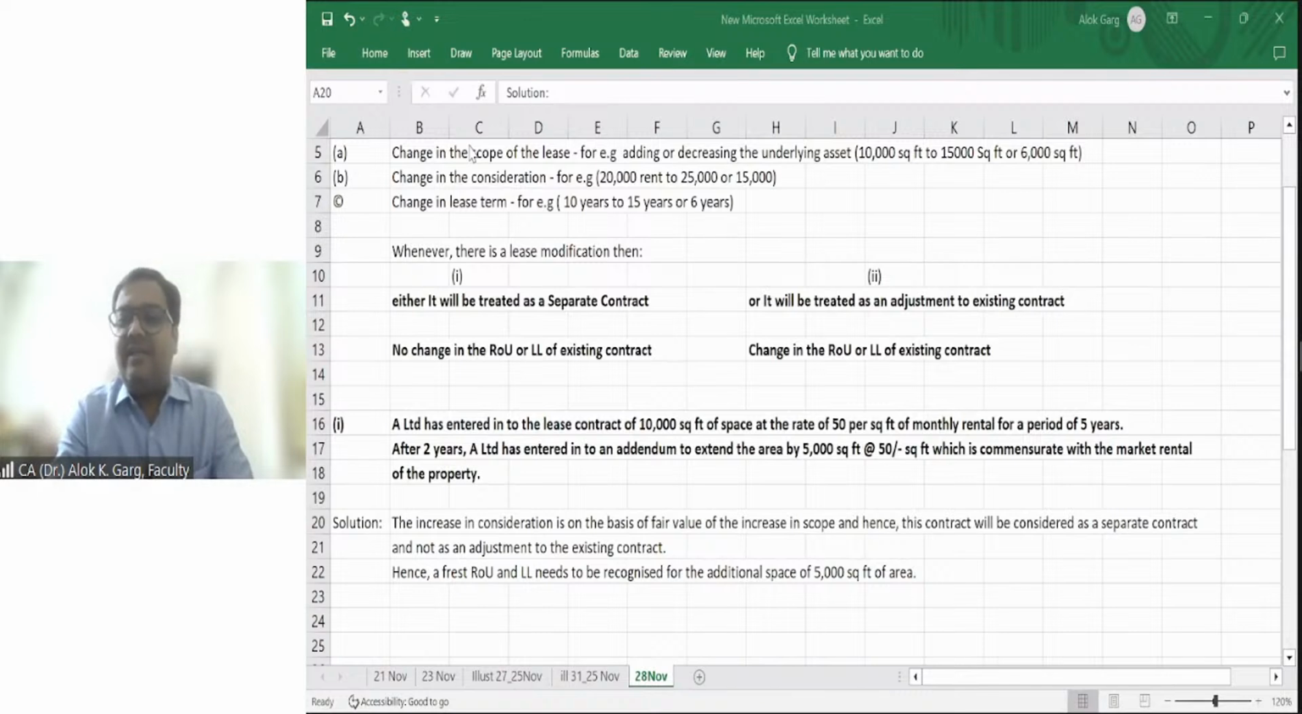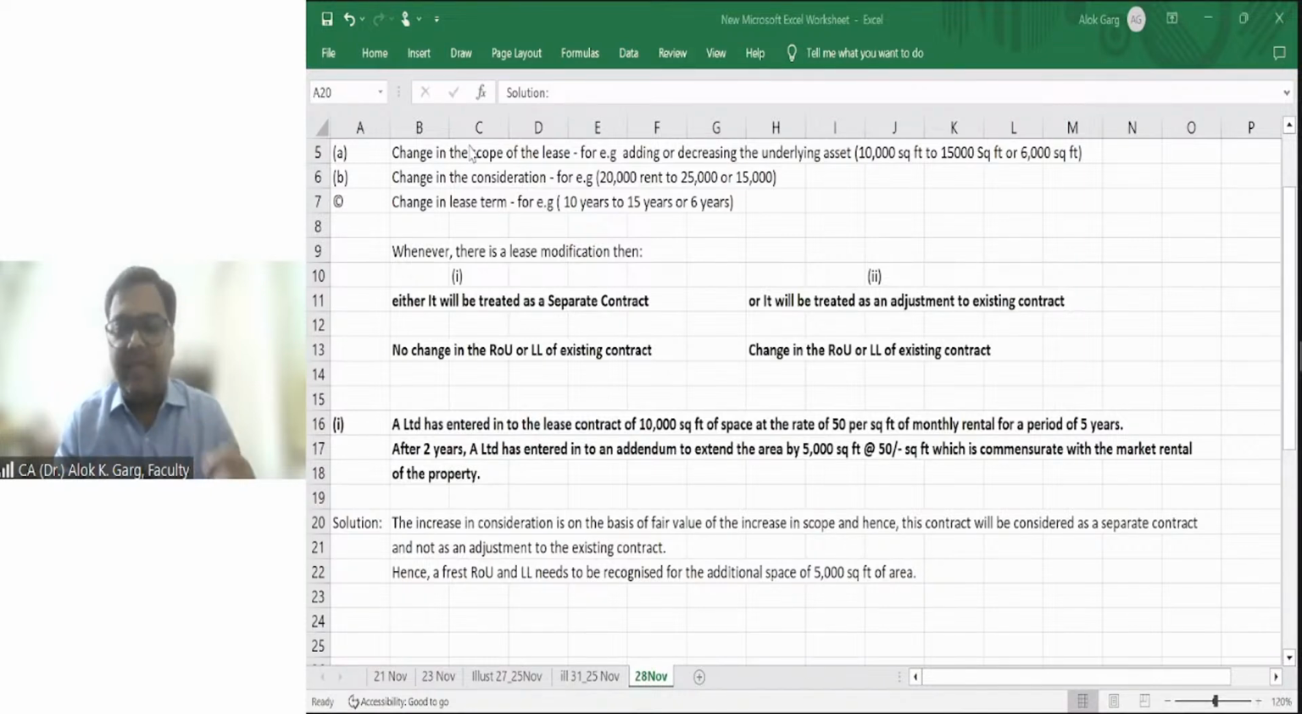Nisha is asking, sir, in case there is an introduction of a new party in the lease contract, either the lessee or the lessor, does this lead to a modification of the existing contract or altogether a new contract? First of all, Tanisha, let me take a real life example. For example, a lessee has taken a building on a rental basis for a period of 5 years, right?